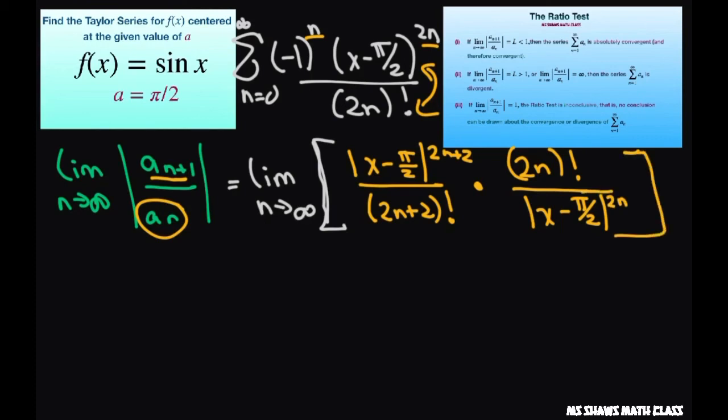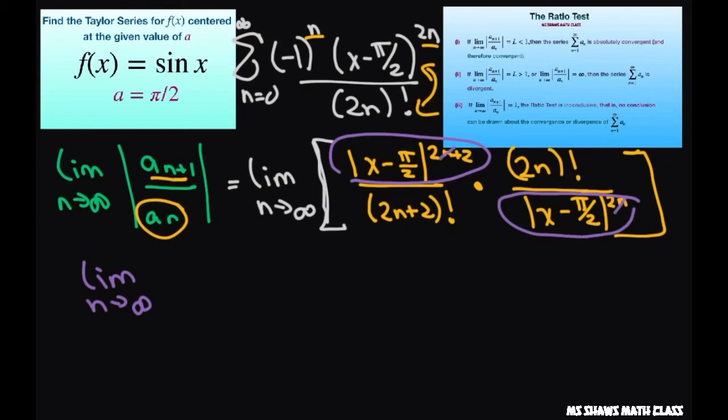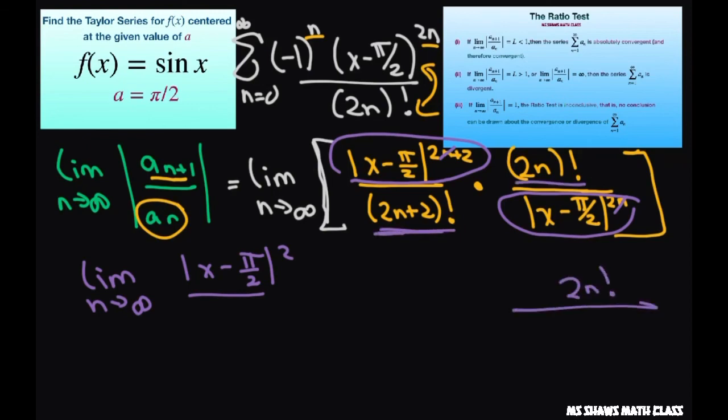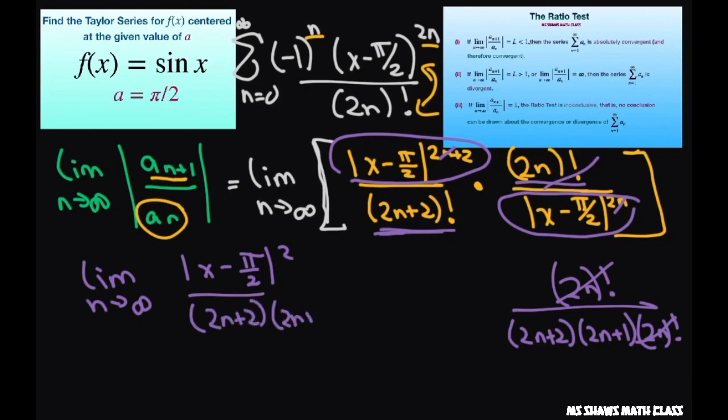Now, from here, we can simplify this as the limit as n approaches infinity. For this part, if you simplify this, the two n's will cancel out. So we'll just get absolute value of x minus pi divided by 2 squared. And now for our denominator, let's look at that. We have 2n plus 2 factorial, and this can be written as 2n plus 2 times 2n plus 1. You keep subtracting 1, you're going to get 2n factorial. And so these cancel out. So in the denominator, we're just going to get 2n plus 2 times 2n plus 1.